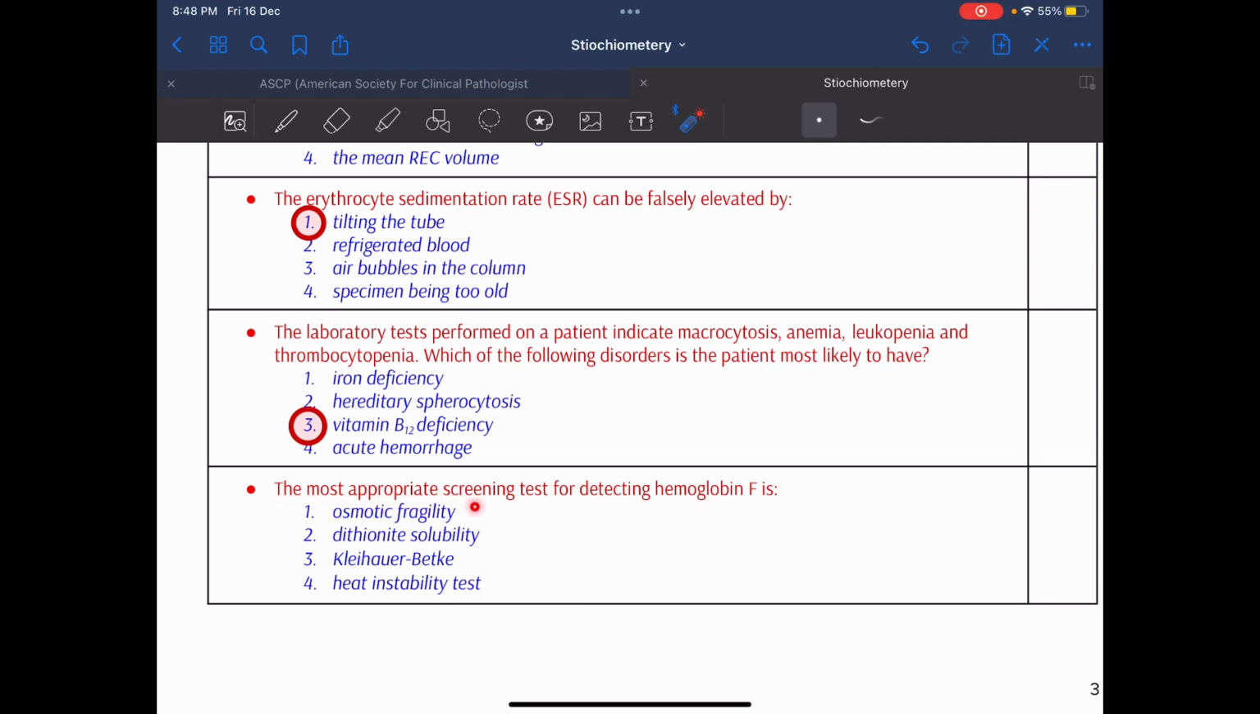The most appropriate screening test for detecting hemoglobin F is osmotic fragility, dithionite solubility, Kleihauer test, heat instability test. The correct answer is 3. Kleihauer test. Good luck.